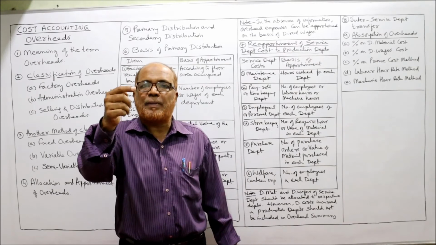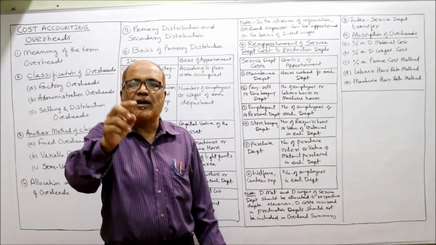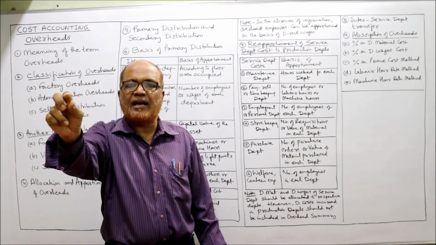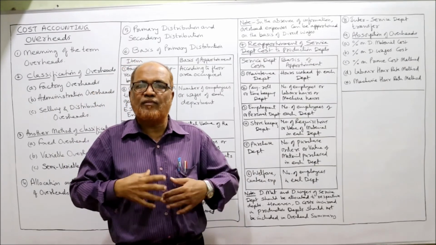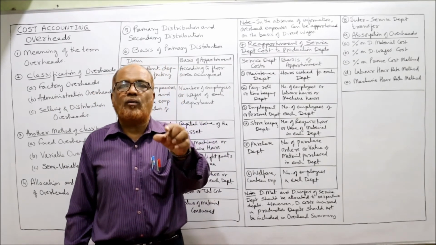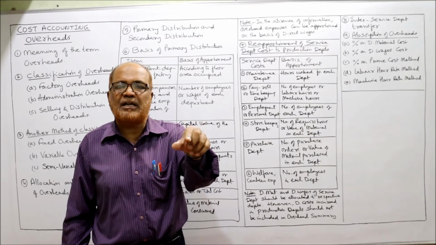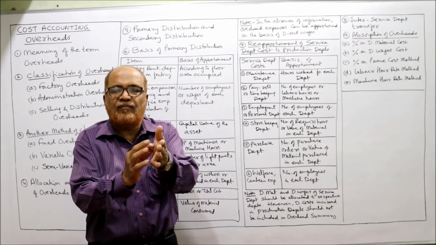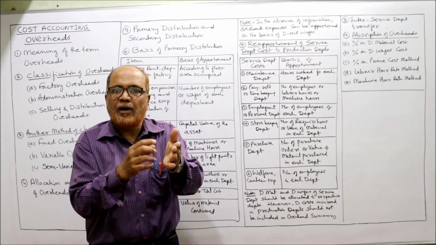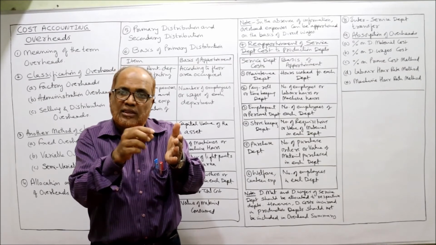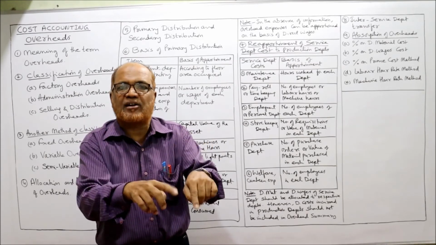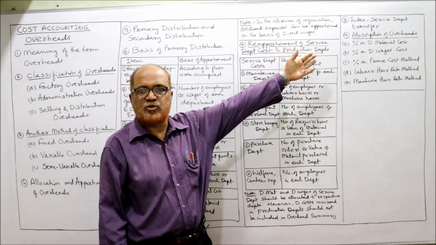So we calculate the percentage of factory overhead on direct material. 1 lakh divided by 10 lakh into 100, 10%. So we come to the conclusion, factory overheads are 10% of material. During the current year, we find out how much material is consumed. On that material, 10% we charge as factory overhead. This is one method of absorption of overhead.